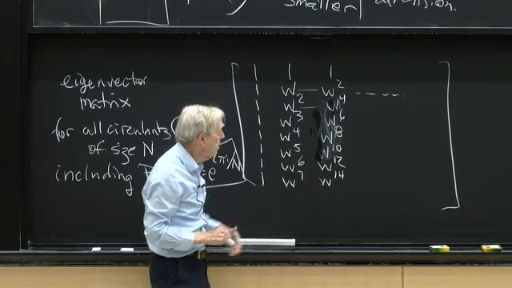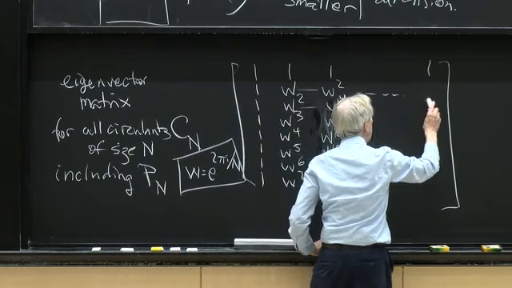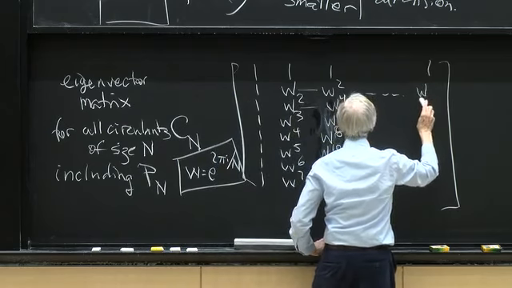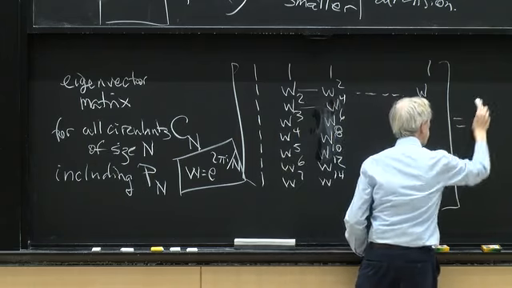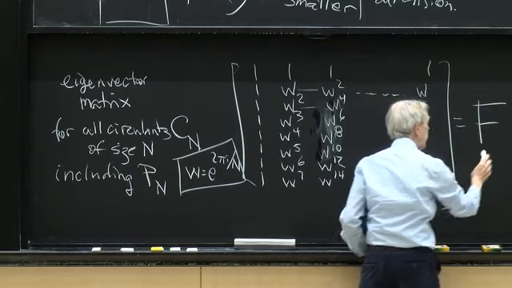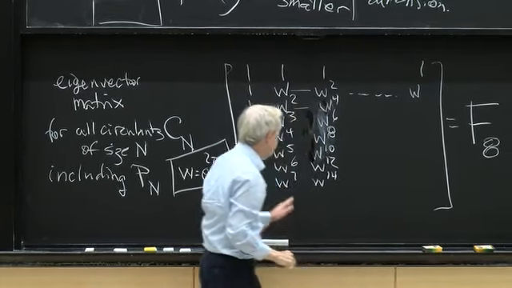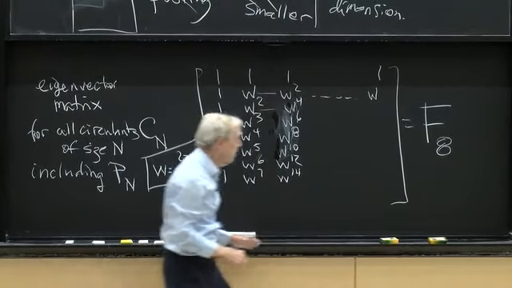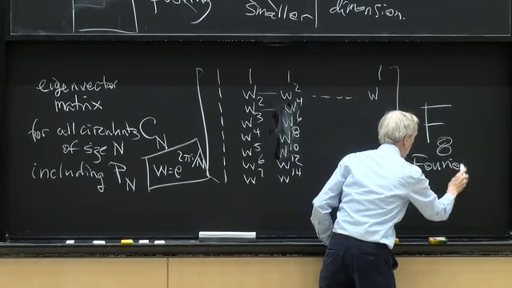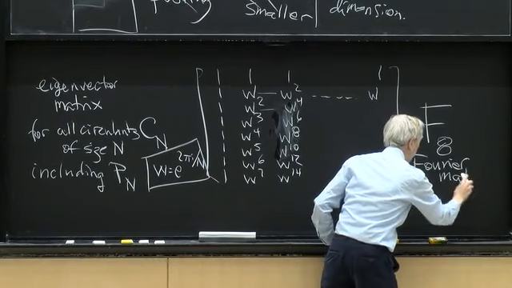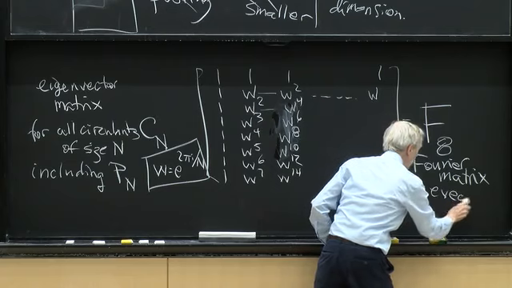And you see this matrix. So what would be the last eigenvector? It would be W. So this is 8 by 8. I'm going to call that the Fourier matrix of size 8. And it's the eigenvector matrix. So Fourier matrix equals eigenvector matrix.